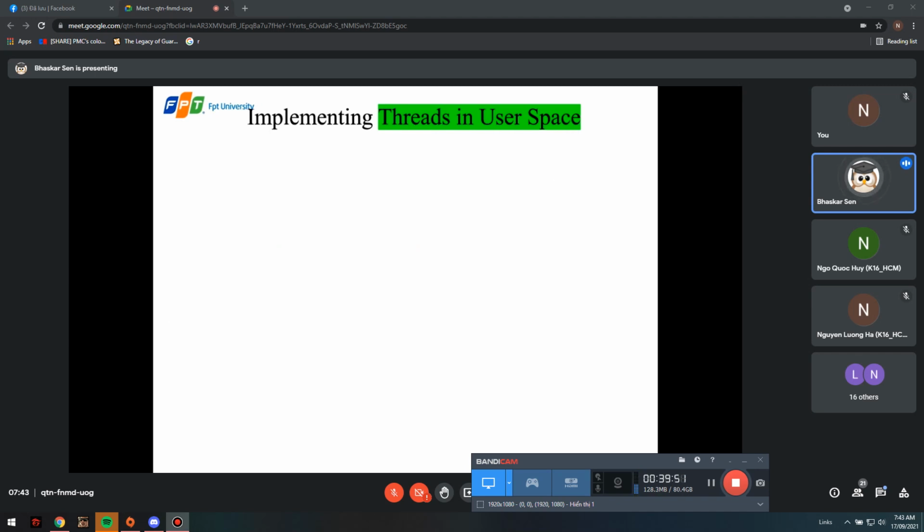Now, in the next few slides, we'll be talking about implementation. Just like in the process chapter, we talked about process implementation, here we're going to talk about thread implementations and in how many different ways we can implement threads. So that is what we are going to look at. There are three ways to do it.